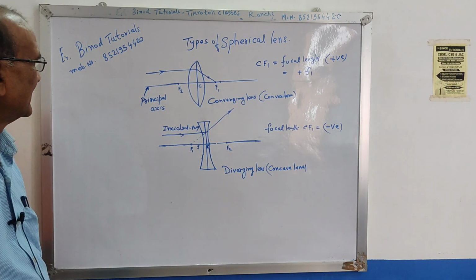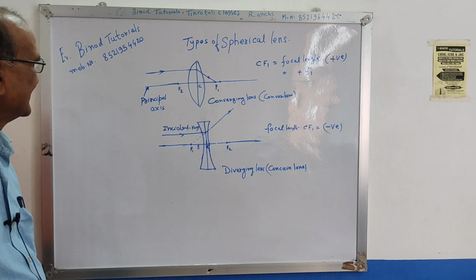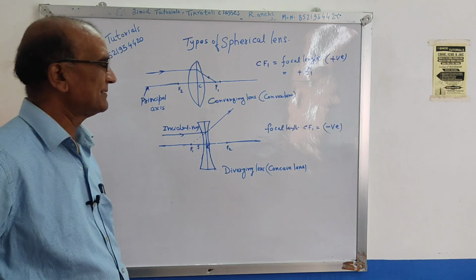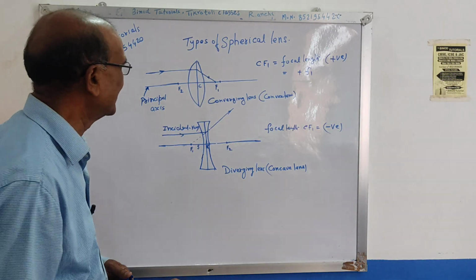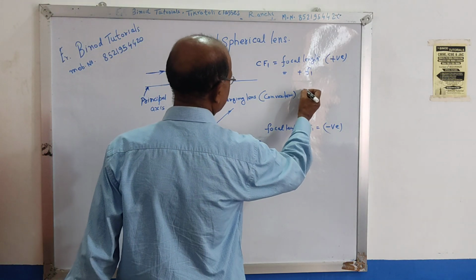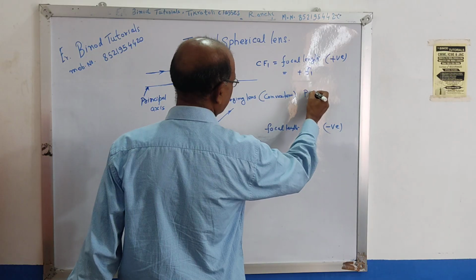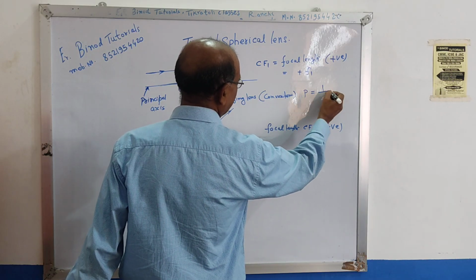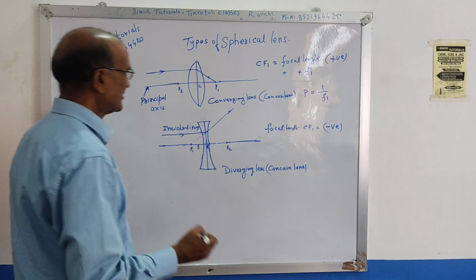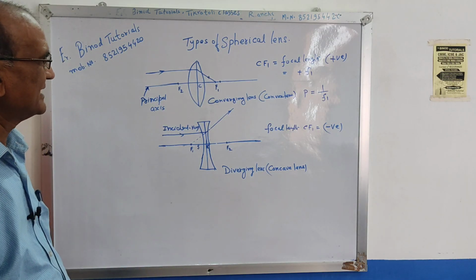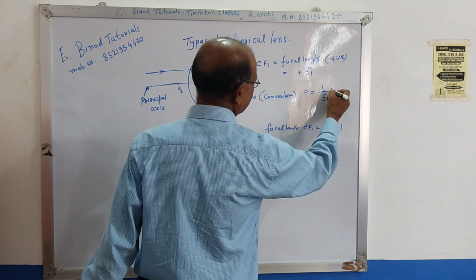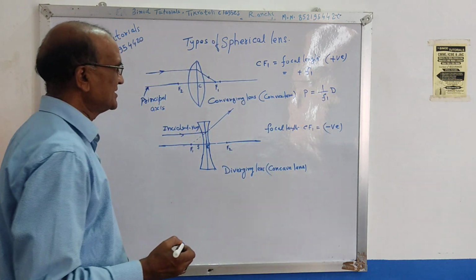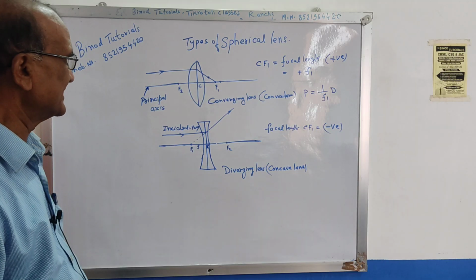Furthermore, I want to tell you that there is a relation between the power of lens and focal length. Power of converging lens, here power P is equal to 1 by F1. Power of converging lens will be equal to P is equal to 1 by F1, and the unit of this will be D. D means diopter. So power will be equal to 1 by F1 D for converging lens.